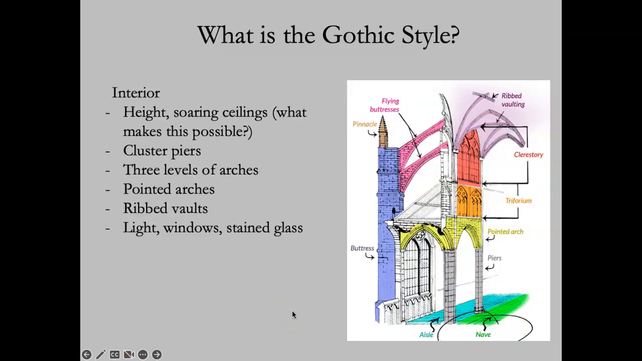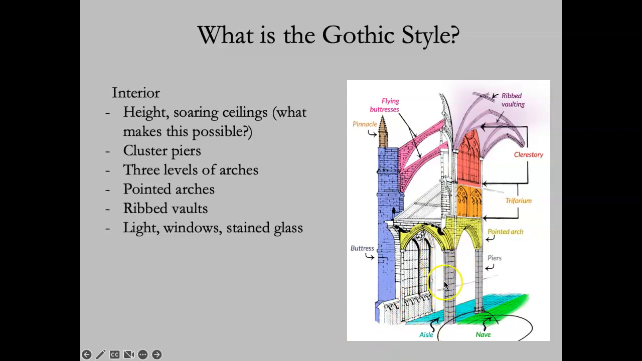On the interior, we see the height of that exterior facade translated to height and soaring ceilings on the interior. And what makes this possible are those flying buttresses on the outside. The weight and thrust of the masonry is now extended outwards to these pinnacles on the exterior, which allows for very thin walls that are made up mostly of stained glass windows.